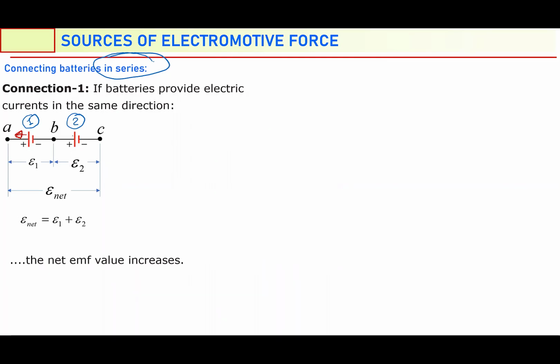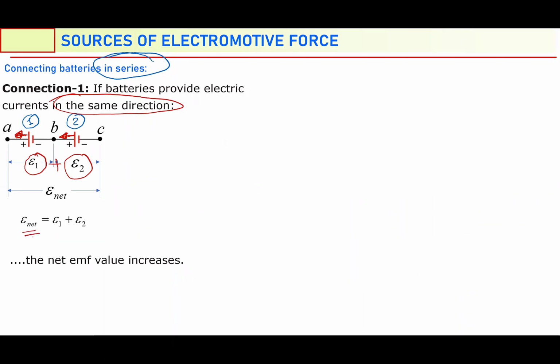Look at the second battery. Its electric current also leaves from the positive terminal. It is to the left as well. Look at their directions. The first battery's electric current is to the left. The second battery's electric current is also to the left. So their directions are the same. This connection is known as connection in series. In this case, you add the EMF values of each battery to calculate the net EMF. So the net EMF is the EMF of the first battery plus the EMF of the second battery, that is, E1 plus E2.